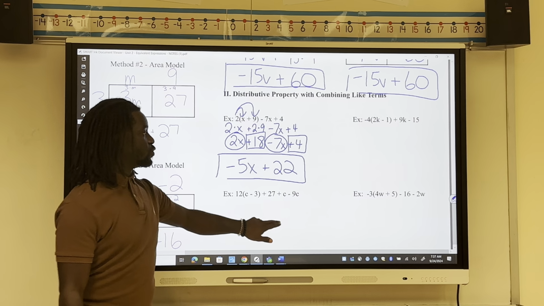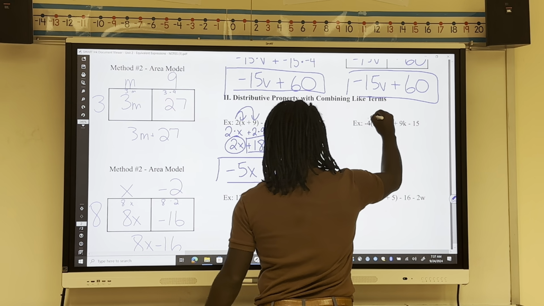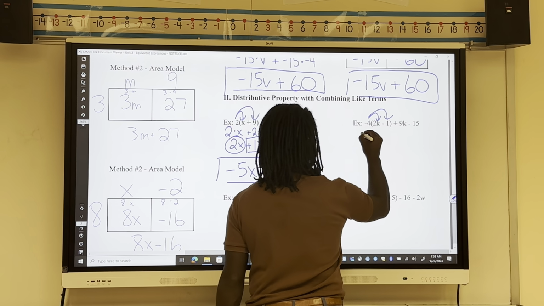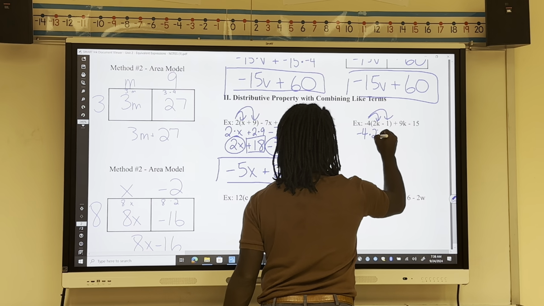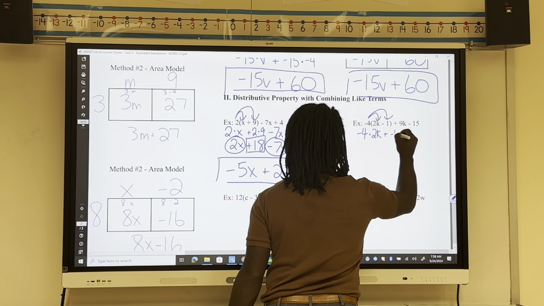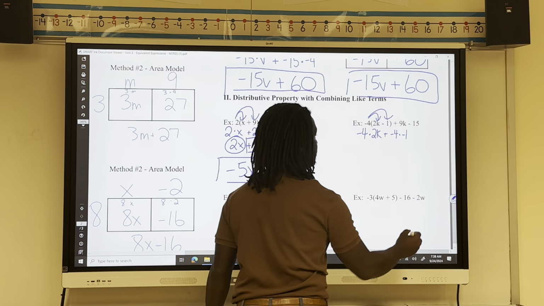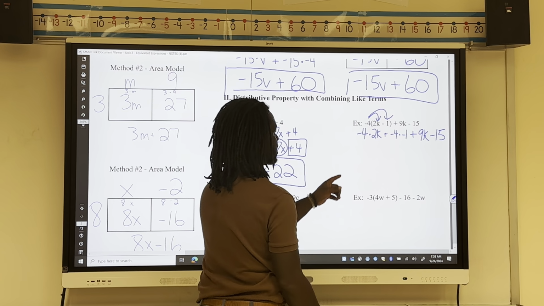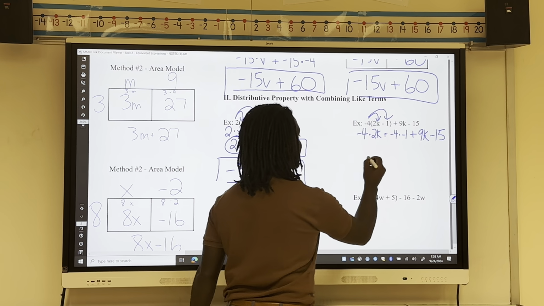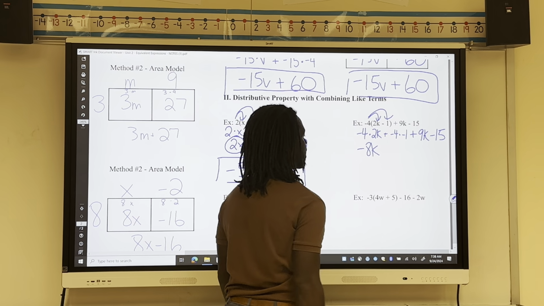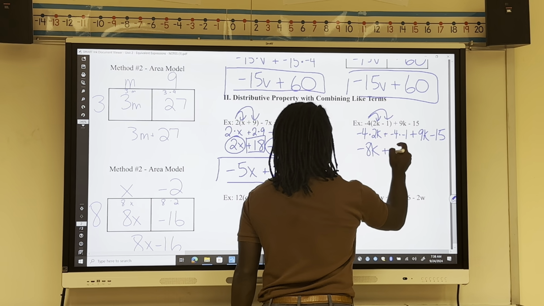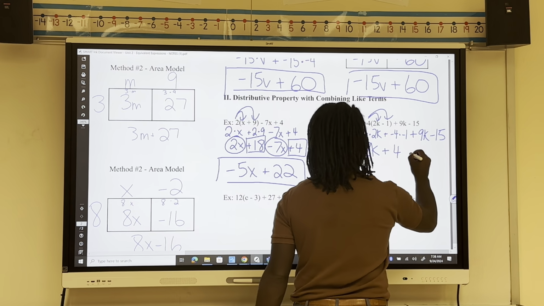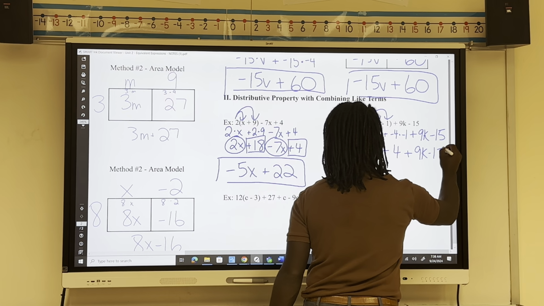Now, I'm gonna do one more. I'm going to distribute the -4 to both of the terms on the inside. So I got -4 times 2k plus -4 times -1. Then I'm just bringing everything else down, plus 9k minus 15. Okay, so -4 times 2k is going to give me -8k, and then -4 times -1 is going to give me a +4, and then I'm going to bring everything else down, plus 9k minus 15, all right?